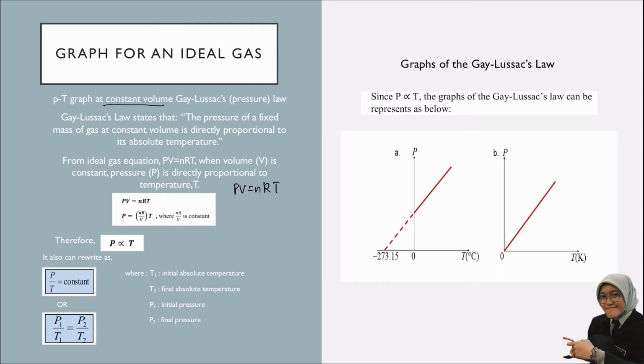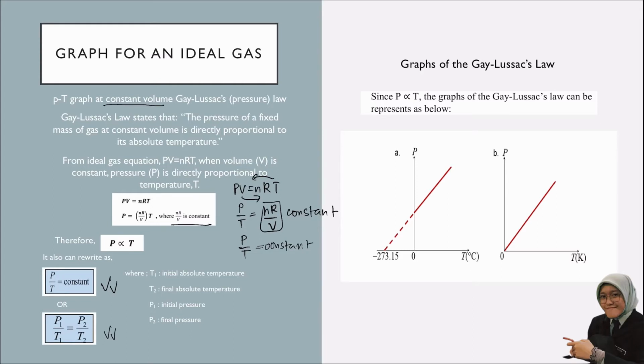We collect all the constant values. So we know that volume is constant, so volume will go here, but the temperature is changing, so it will go here. So P over T equals nR over V. So same as here, nR over V is constant. So we will get an equation like this, P over T equals constant, like here. Or we can rewrite the equation like this too. P initial over T initial equals P final over T final.